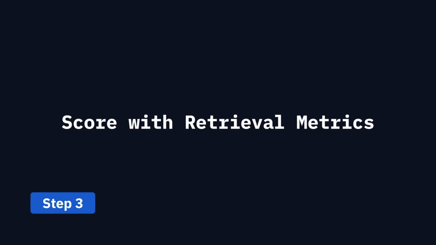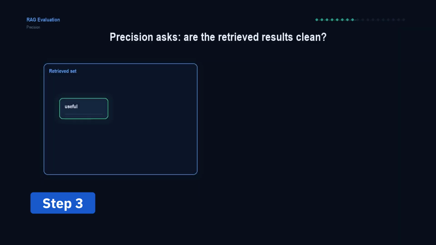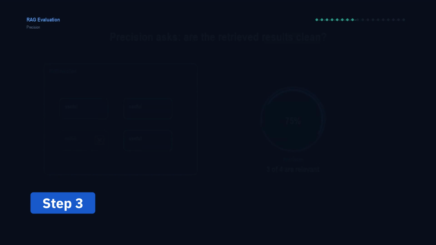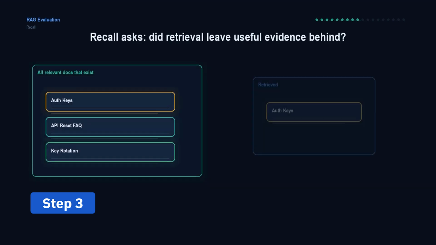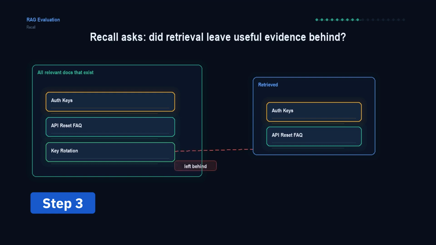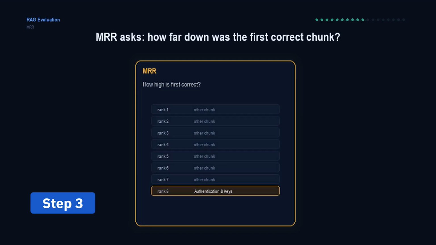And step 3 is to score it with retrieval metrics. And here are some of the popular retrieval metrics. Precision, of the documents retrieved, how many were actually relevant, or recall, of all the relevant documents that exist, how many did retrieval actually find? And the mean reciprocal rank, MRR. If the right document showed up, was it ranked first or buried at position 8?